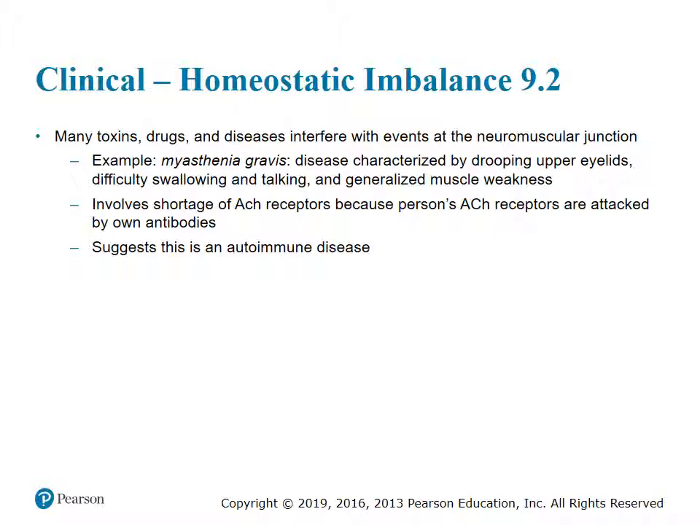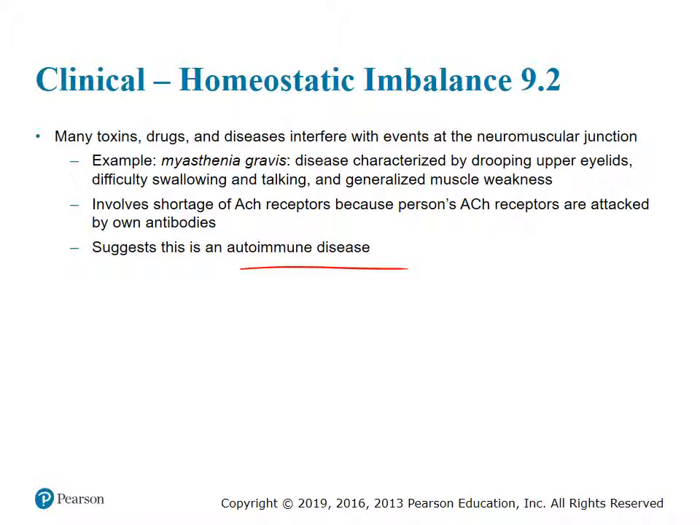So what about this? Myasthenia gravis, right? Here are the characteristics. Drooping upper eyelids, difficulty swallowing, talking, generalized muscle weakness. Well, why do you see that? Because there's a shortage of acetylcholine receptors because the body's attacking the acetylcholine receptors. This is an autoimmune disorder or disease. For some reason, the immune system thinks that the acetylcholine receptors in somebody that has myasthenia gravis are foreign. It says you're not supposed to belong here.